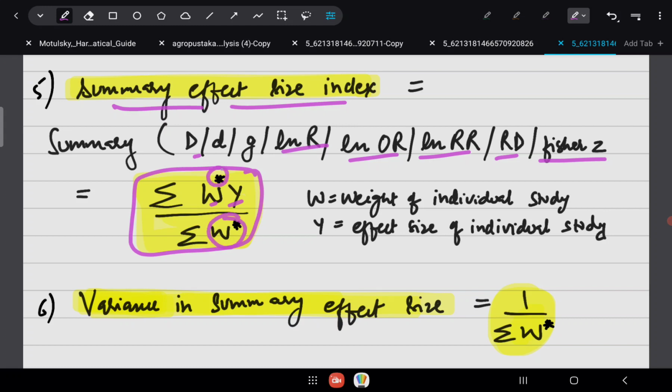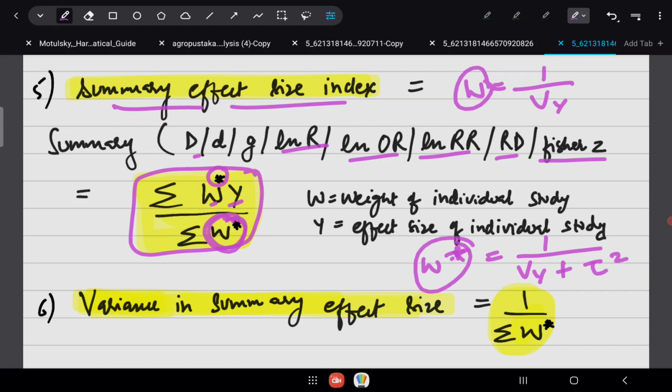But remember, this W is different, right? Because this W is not the same W as was in fixed effect modeling. That W was represented by simple W, and that was the inverse of the within study variance. But here the W is W star, and this is the inverse of the total variance, which is the within study variance as well as the between study variance. So this is the main difference, basically how we assign weights to the study, between fixed and random effect modeling. Everything else will remain same.